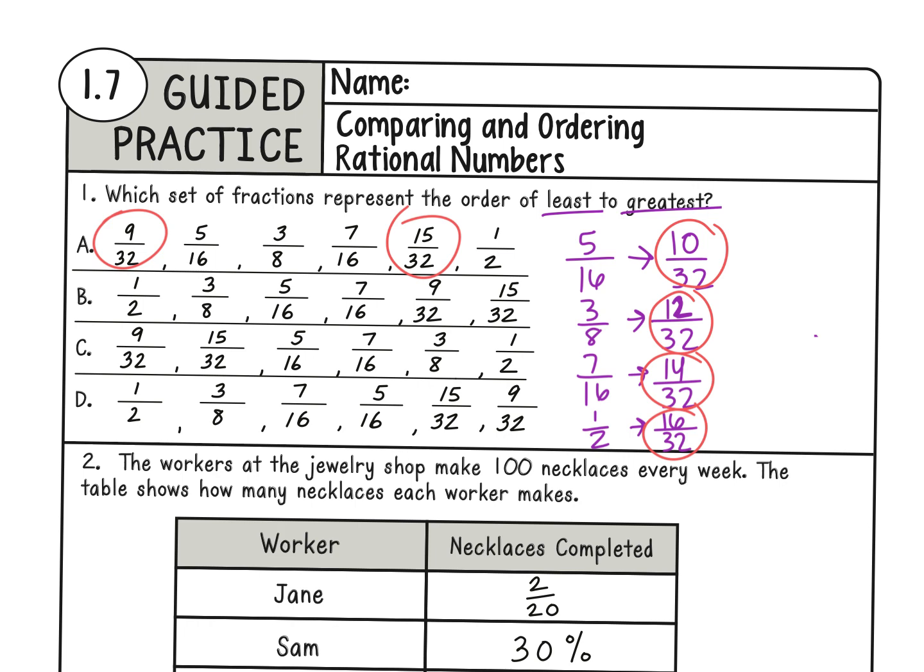I want to find the one that has the smallest numerator. Which one would that be? The smallest numerator. Remember, my numerator is my top number. 9. Out of all these. Remember, I had these that are already out of 32. But then I had to change all of these. So now I'm looking at all of my top numbers, and that's all I have to look at in order to order them in the correct order. Okay? So this is my smallest, which means since I'm doing least to greatest, I can automatically mark out B and D because it doesn't even start with the smallest fraction.